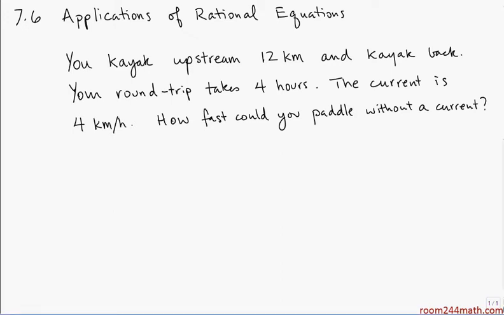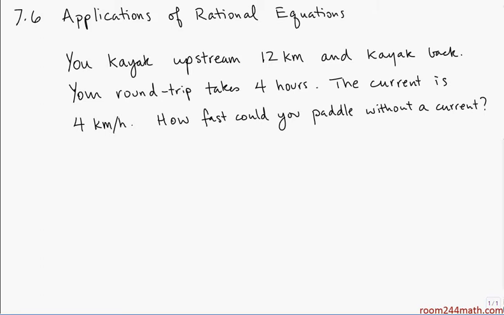In this section, we're going to take a look at a couple of word problems that lead to rational equations. So in the first one, we have a situation where you kayak upstream 12 kilometers and then kayak back, and your round trip takes 4 hours. The current in the river or stream is 4 kilometers per hour. How fast could you paddle without a current?